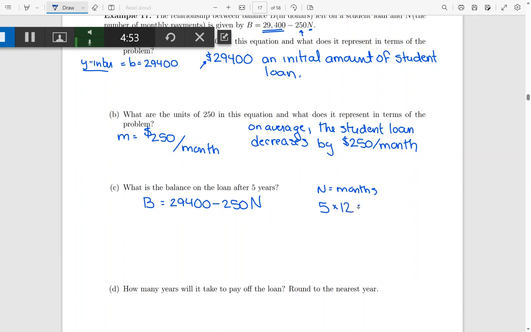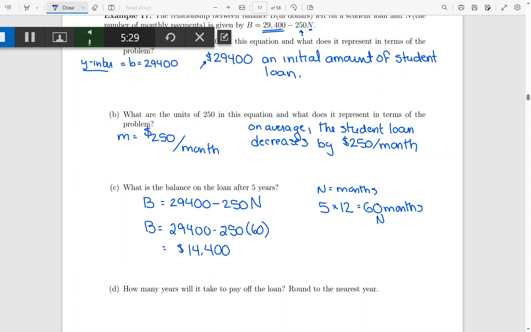So in 5 years, there's 60 months. And then that's the value that I plug in, not the number 5, but the 60. So my balance after 60 months, or 5 years, is found by computing 29,400 minus 250 times 60. And I believe you have a whopping still $14,400 to pay down.